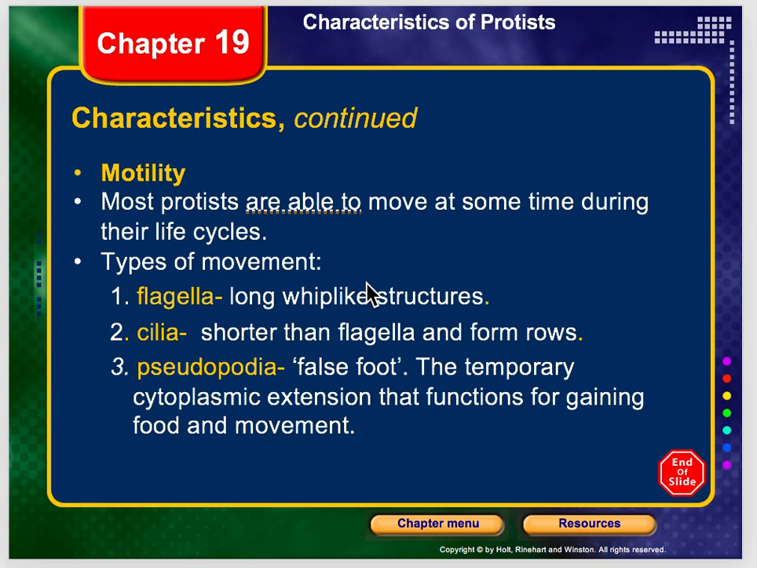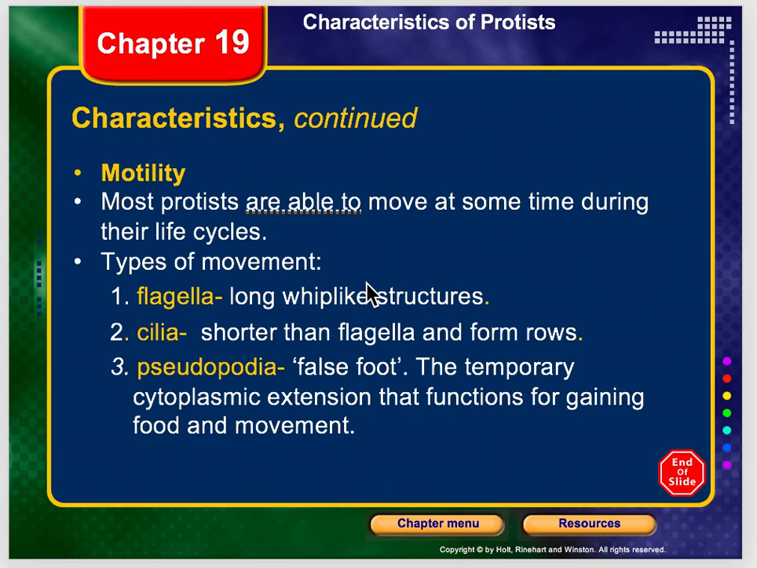Motility means how do they move? So with motility, there can be a number of different ways. Two of these, maybe all of these, we've talked about in the past, but with protists, they are capable of moving at some time during their life cycle. So we're going to talk about how they actually do that.